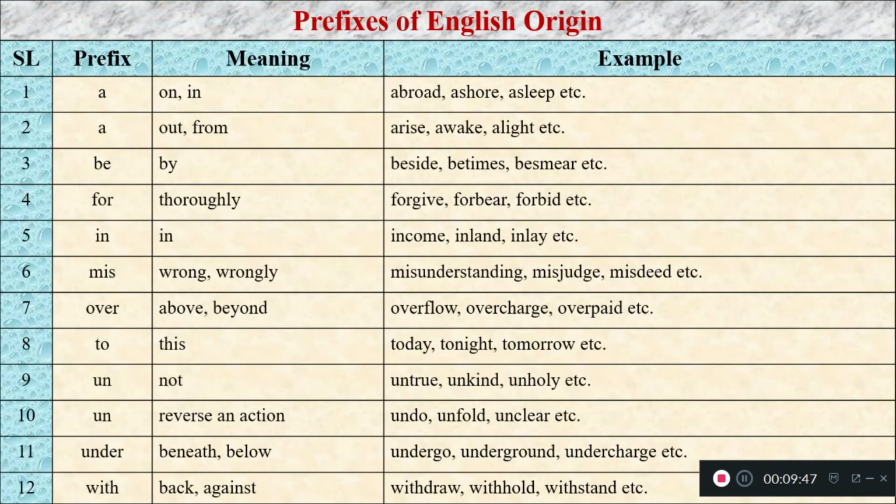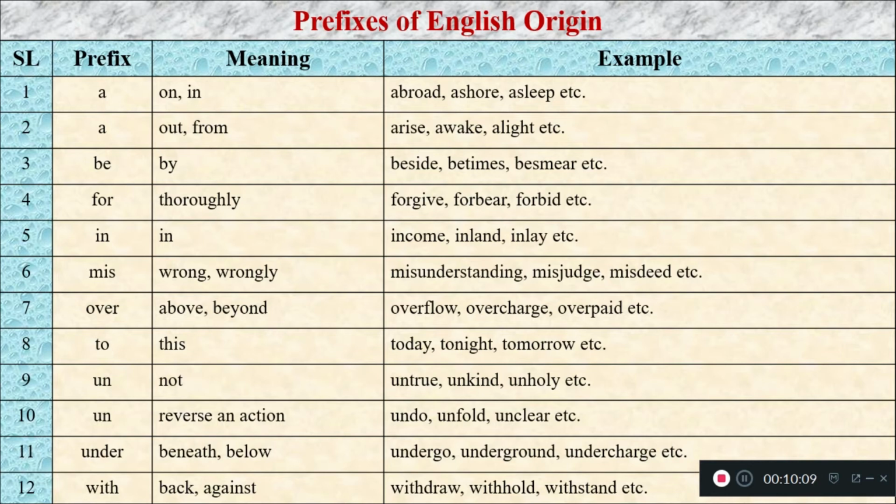Here is a list of most frequently used 12 prefixes of English origin. The first one is a. As a prefix, a means on or in. For example, abroad means on a foreign country. Ashore means on the land along the river. Asleep means somebody in the state of sleeping.